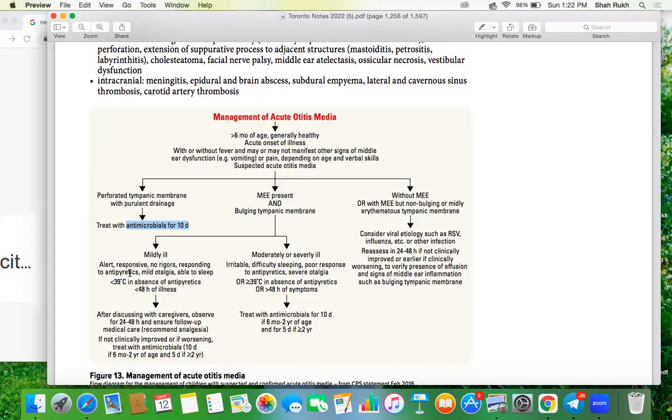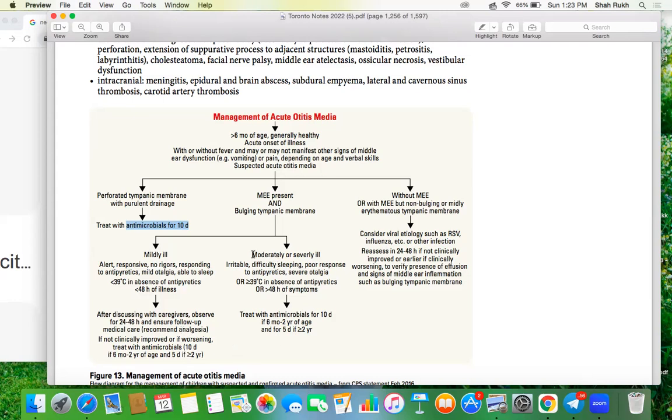So you can either reassure. If the parents are okay with the reassurance, you can advise her to come back. If it's not resolved, take Tylenol in the meanwhile. If not clinically resolved, you can come back. But at the same time, if they say no, we want treatment, you can consider the treatment as well.